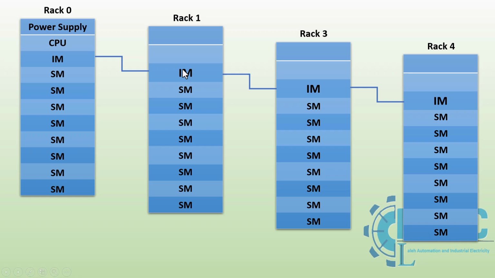1 master rack where the CPU is located. 3 additional expansion racks, each connected using an IM module. This modular expansion system allows the PLC to handle larger and more complex automation projects efficiently.